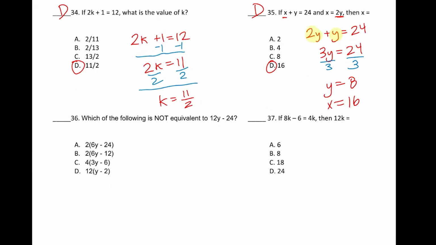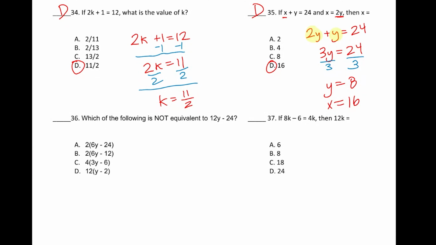Number 36 is, which of the following is not equivalent to 12y minus 24? Well, here we're just going to plug in some number for y and see if it works. Okay, there is some factoring going on here. And honestly, this problem probably doesn't fit in the whole category of solving linear equations. We'll come back to factoring later in the year.